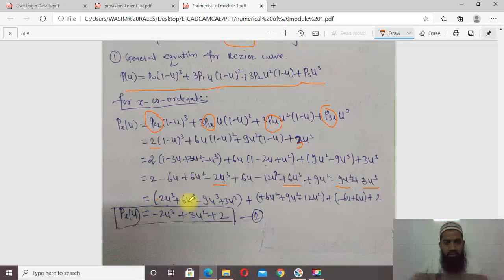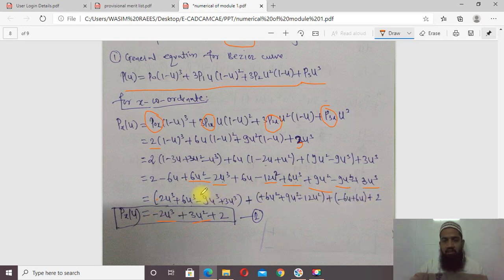But you can see minus 2 minus 9 is minus 11, and minus 11 plus 9 is minus 2. Okay, so this is minus 2u cube, and this will be plus 6u square from here, plus 6u square, minus 9u square from here, minus 12u square. So it will be 6 plus 9, 15, minus 12, it will be 3.